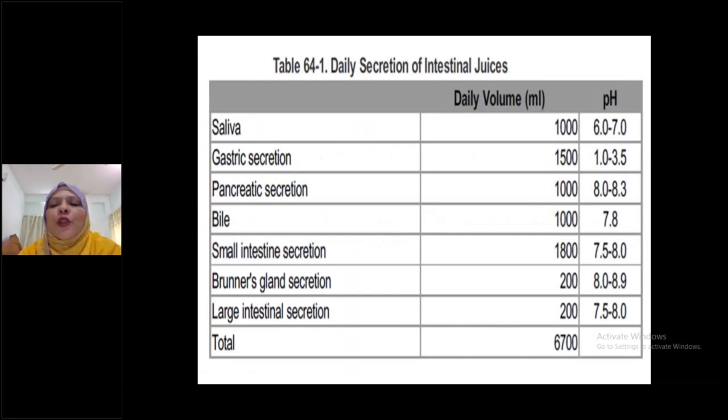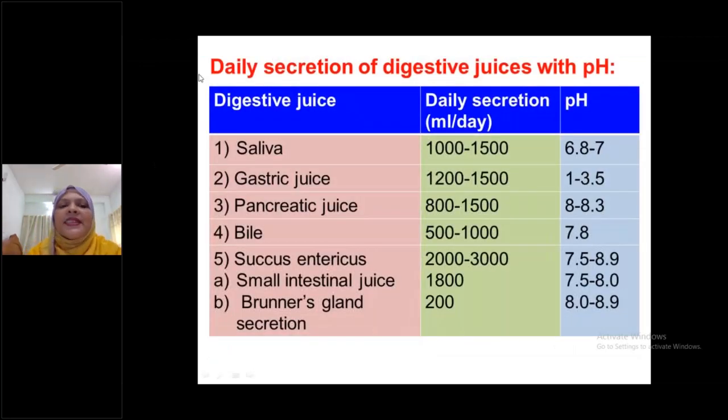Daily secretion of all juices according to your textbook. But the examiner always likes, see here, they give only one thing, 1000 ml. But for the Viva exam you have to tell the physiological range. Next slide I will show you. This is according to your textbook guideline, but in Viva we want a physiological range. See here, like this way.